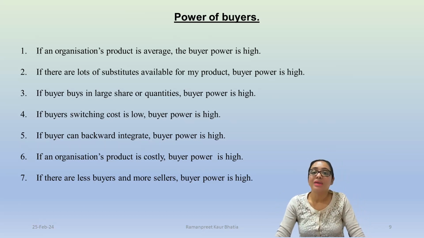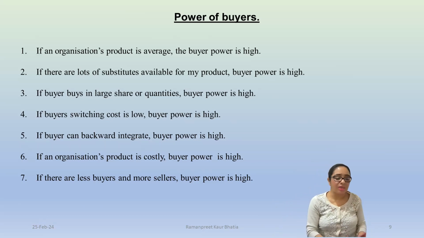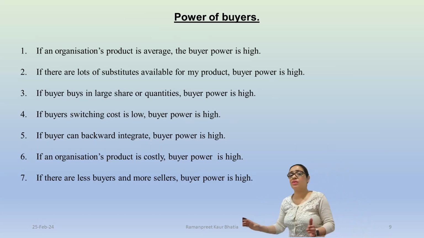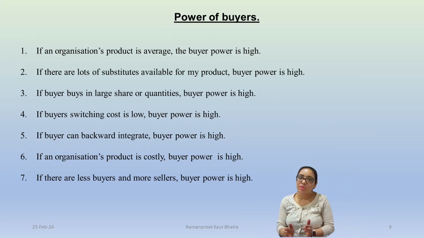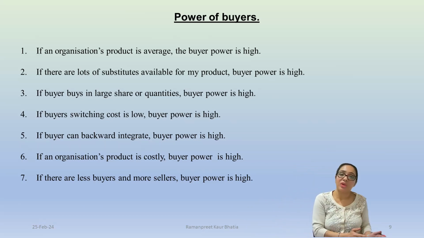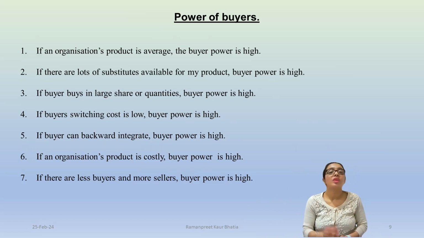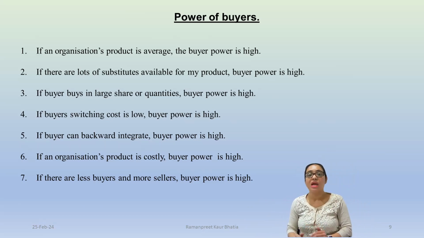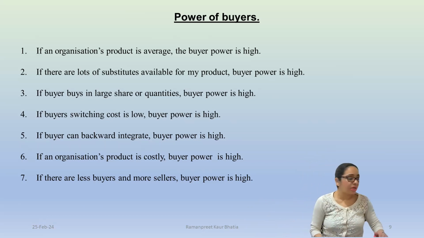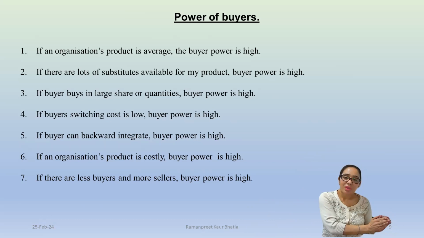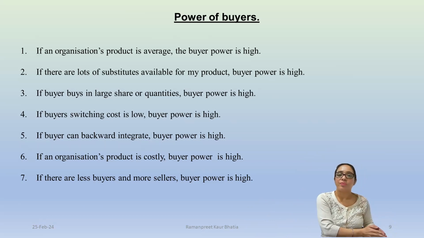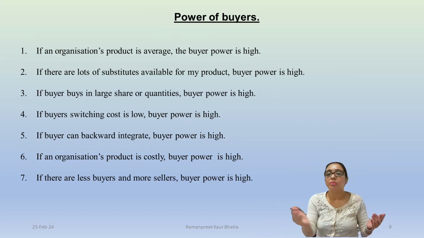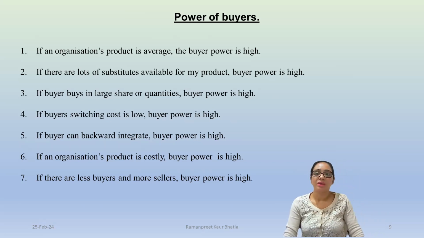Next one is if the buyer can backward integrate. For supplier, we said if the supplier can forward integrate, his power is high. For a buyer, we say that if the buyer can backward integrate, his power is high. What is backward integration? Again, recall that concept of forward and backward integration, which means instead of buying from me, the buyer starts making the product himself. The buyer is just overlapping the previous step of the value chain. Then he'll be more powerful and he'll be more independent.